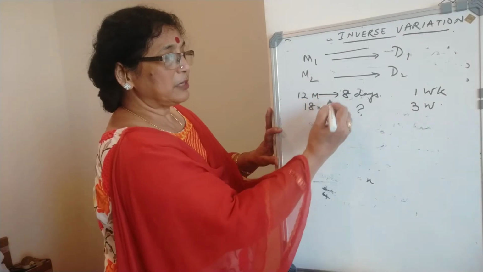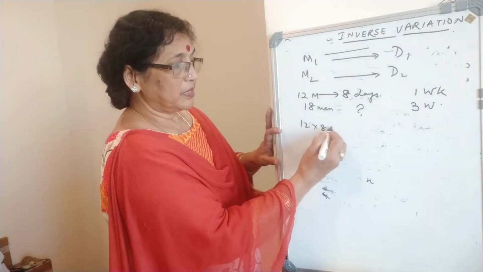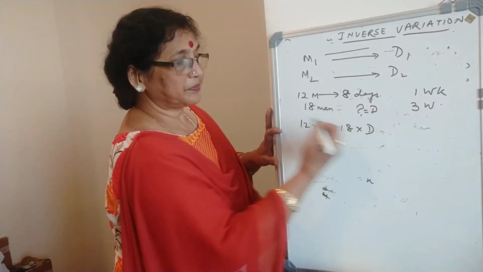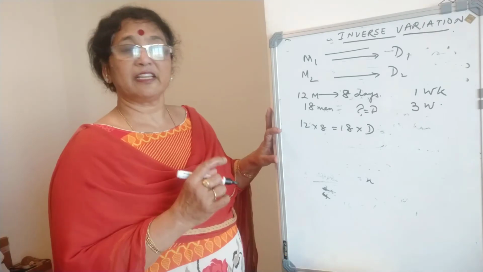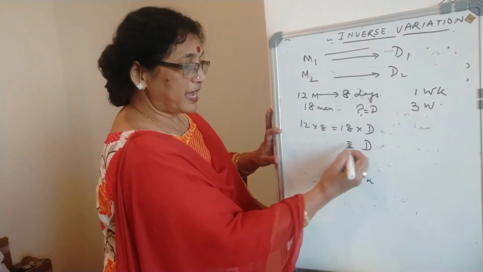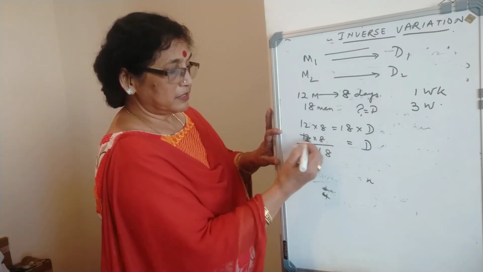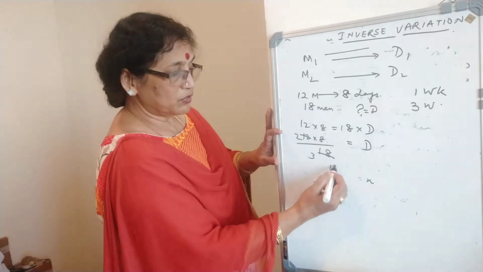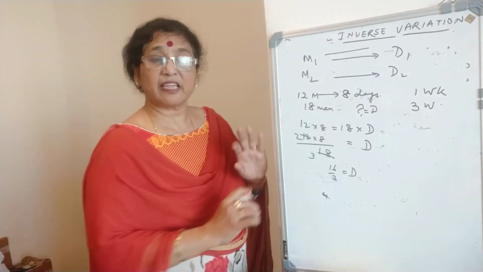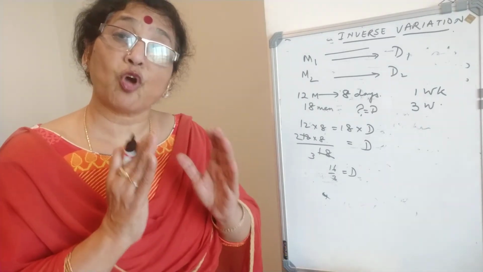So I have to multiply horizontally and equate them. So man days equals man days. I don't know, put it as D, the number of days taken by 18 men. Okay? And that days you get as 12 into 8 divided by 18. 6 2s, 6 3s. So 16 by 3 days they take. Let it be like that. So they take 16 by 3 days to do one job.